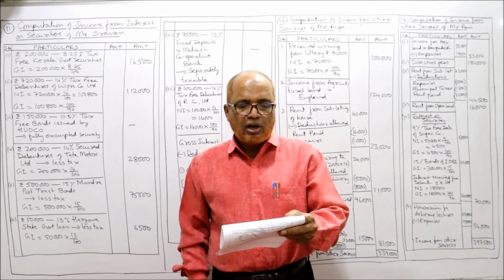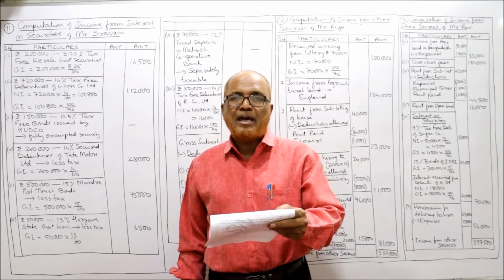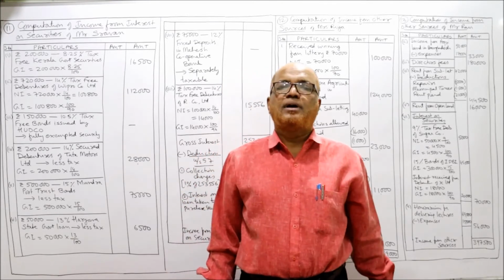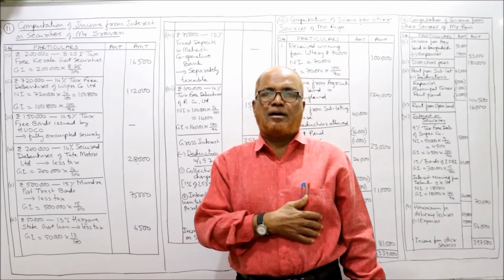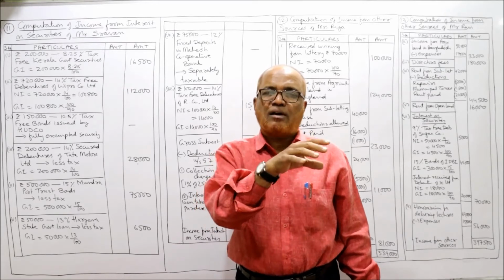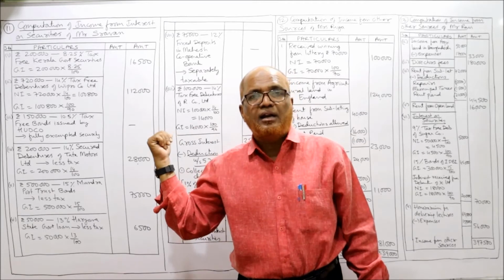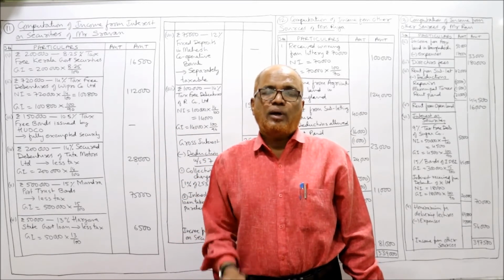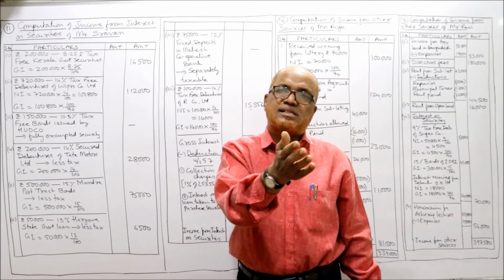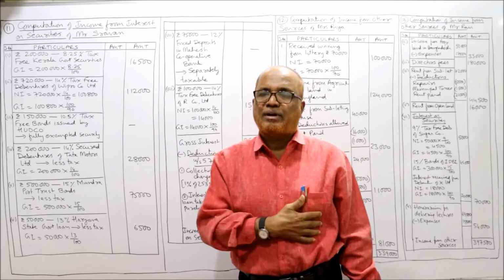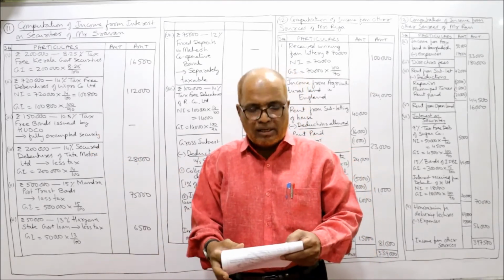Then 7th point, rupees 75,000, 12% fixed deposit in Mahesh Cooperative Urban Bank Limited. Remember, interest on fixed deposit in a bank is taxable under income from other sources separately. It will not be included under interest on securities. So interest on bank deposit is separately taxable under income from other sources. It will not be considered while calculating interest on securities.